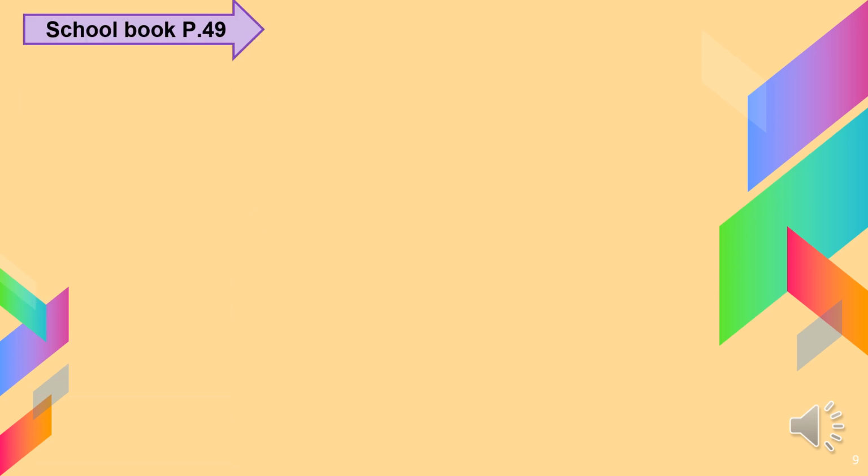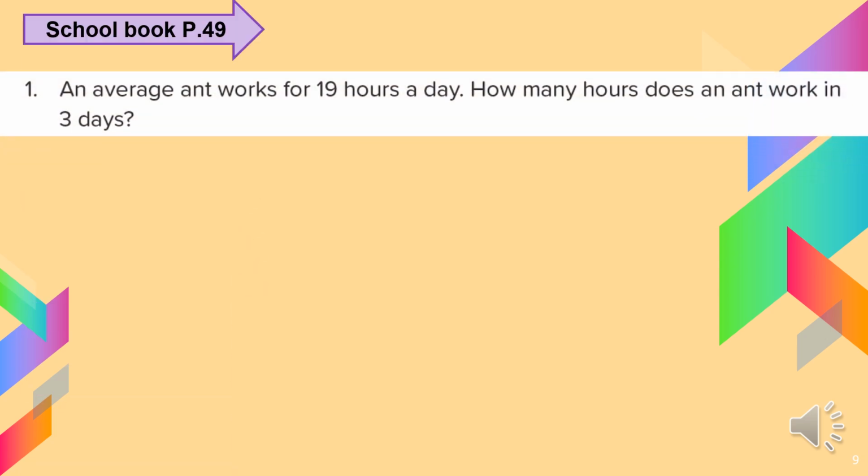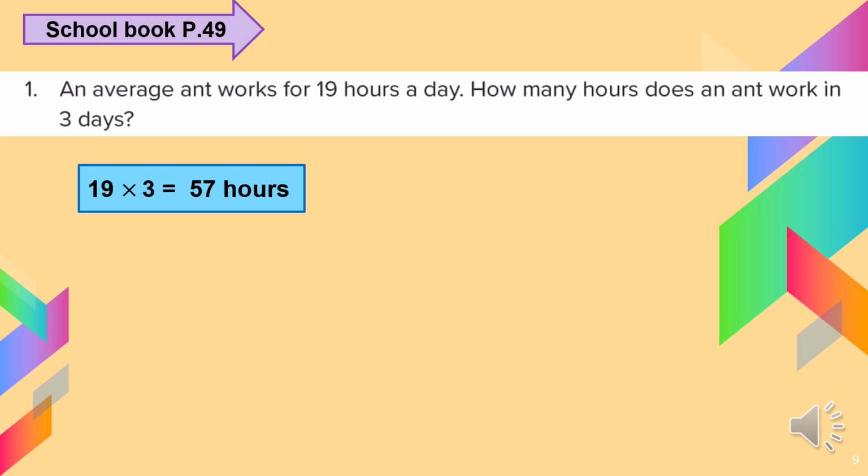School book page 49. An average ant works for 19 hours a day. That means 19 hours for 1 day. How many hours does an ant work in 3 days? That means multiply 19 times 3 equals 57 hours.